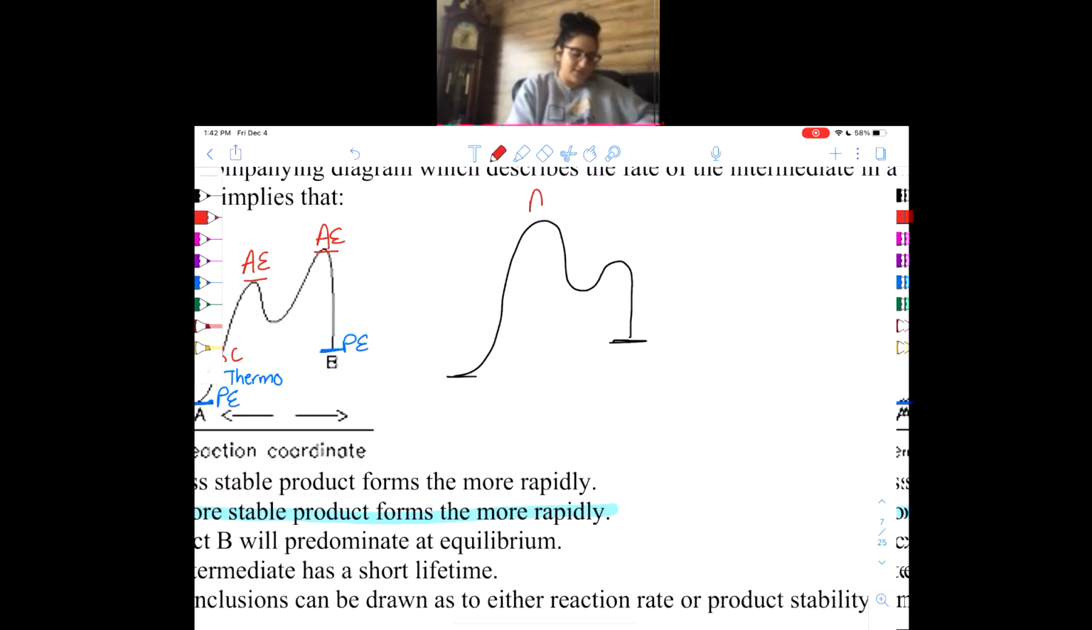So here we have activation energy and we have potential energy. And again, we're always talking about lowest. So the lowest potential energy is going to be the thermodynamic product. So that's this one. And the lowest activation energy is the kinetic product, which is this one. So in this case, the less stable product would form the most rapidly.